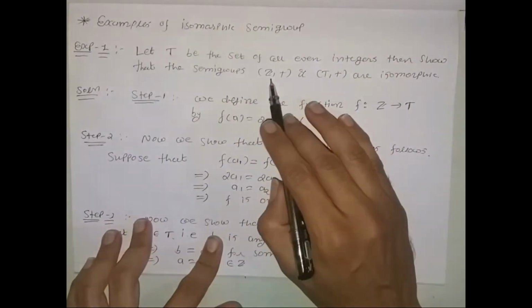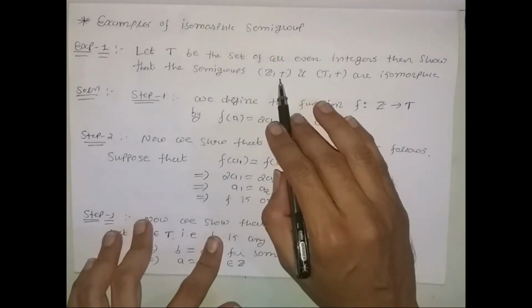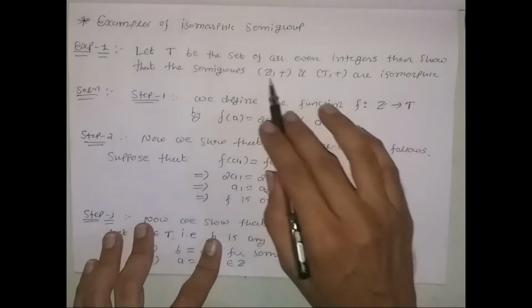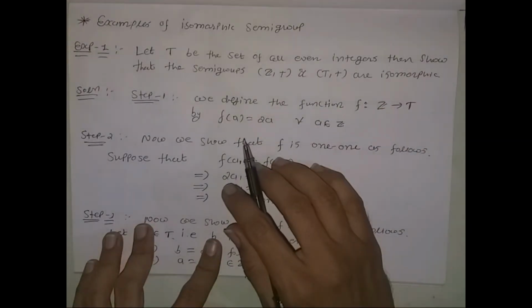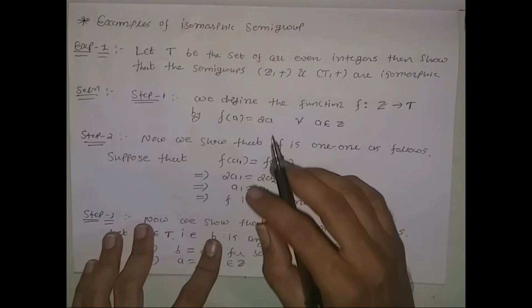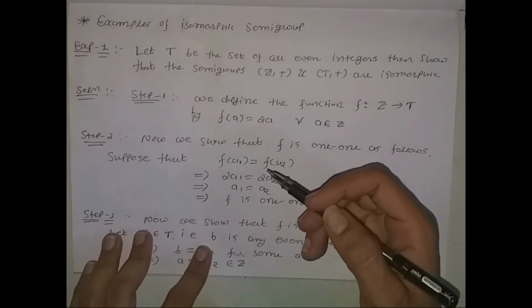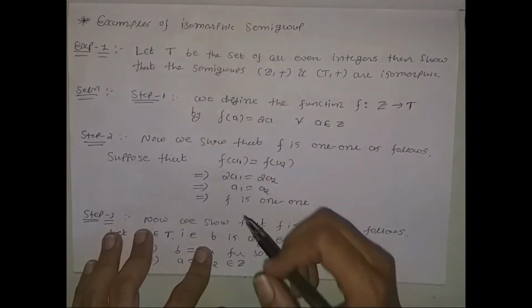Our aim is to show that these two semigroups Z plus and T plus are isomorphic. Note that Z plus is a semigroup with identity element 0, as well as T plus is also a semigroup with identity element 0. Now our aim is to show that these two semigroups are isomorphic. So we have to define a function, then we will show that this function is 1-1 and onto, and also it is a homomorphism.